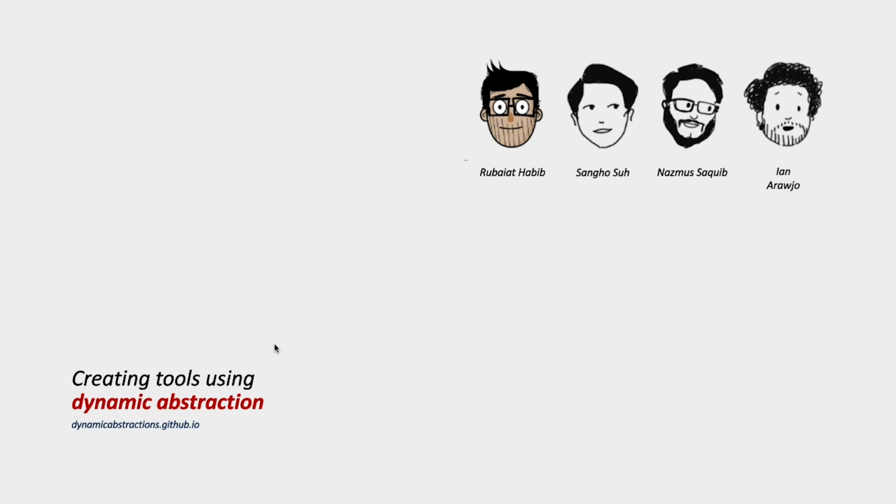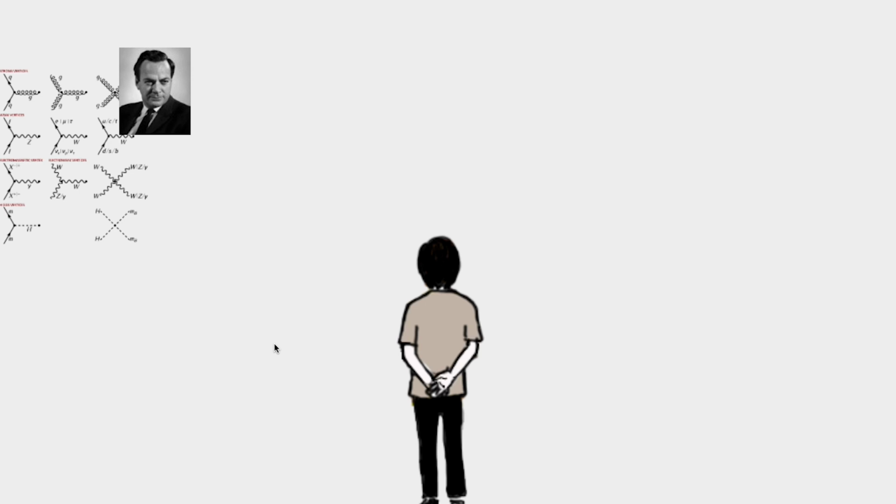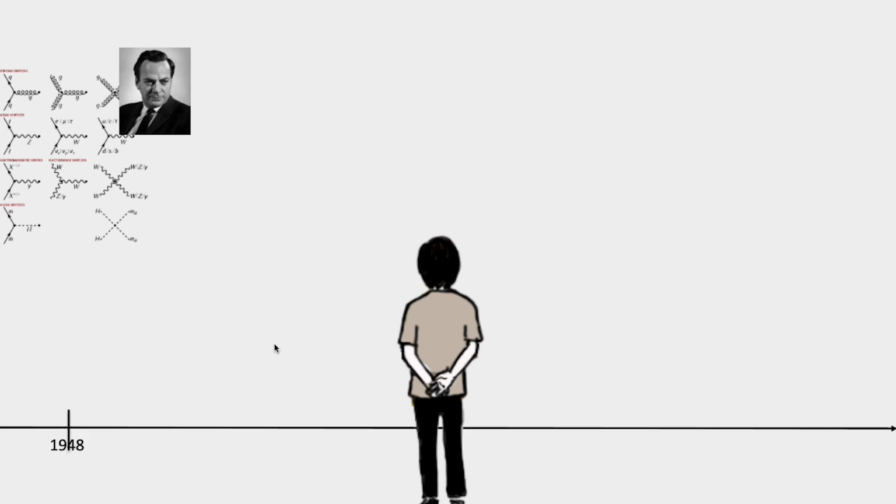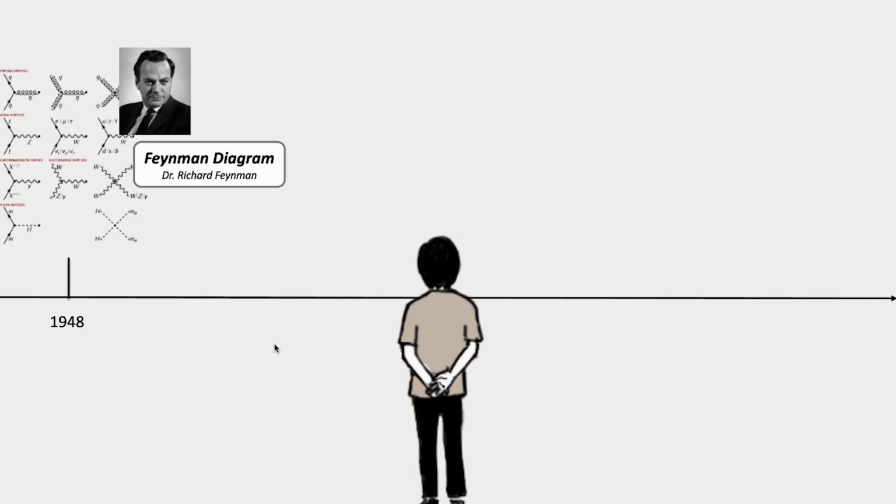And we would like to discuss our ideas by grounding around an example called the Feynman Diagram. First introduced in 1948, the Feynman Diagram was proposed by Dr. Richard Feynman. It is a pictorial representation in theoretical physics that demonstrates how subatomic particles interact with each other.